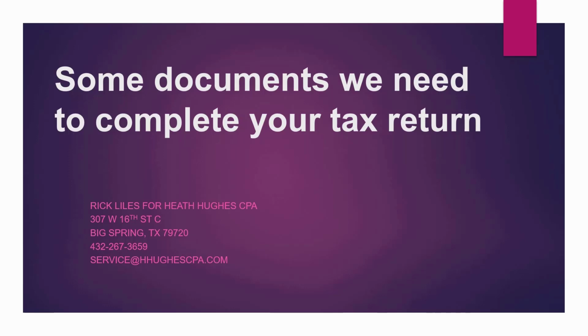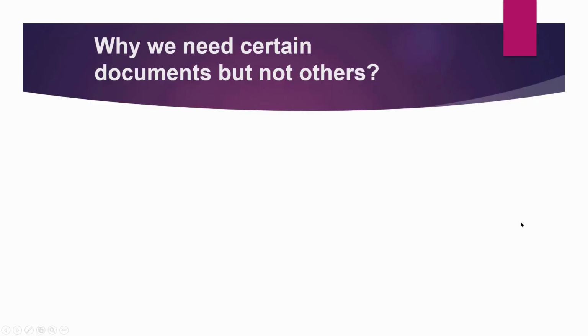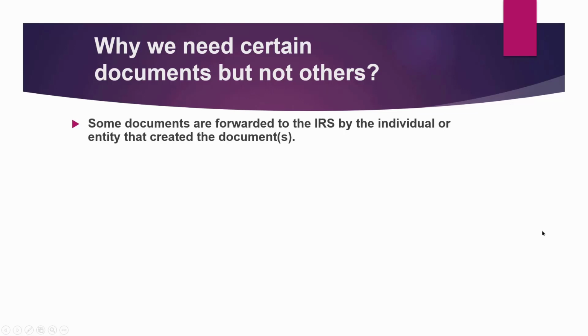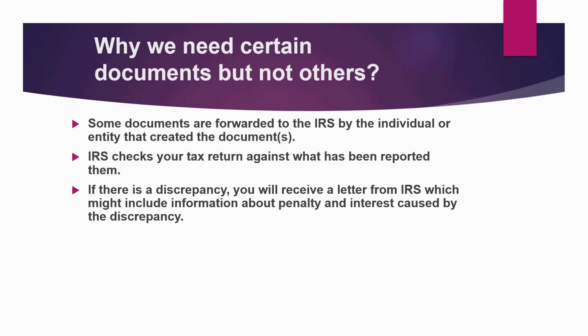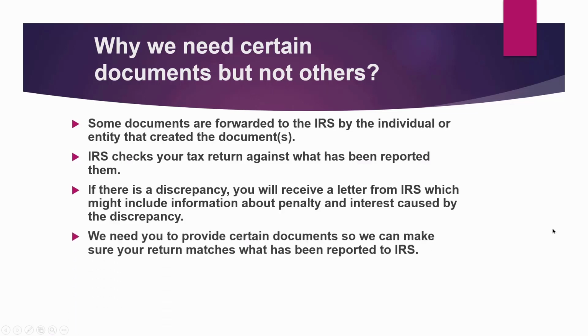Today I'm going to talk about some documents we need to complete your tax return, and why we need certain documents but not others. Some documents are forwarded to the IRS by the individual or entity that created the documents. The IRS checks your tax return against what has been reported to them. If there's a discrepancy, you'll receive a letter from the IRS, which might include information about penalty and interest caused by the discrepancy. We need you to provide certain documents so we can make sure your return matches what has been reported to the IRS.